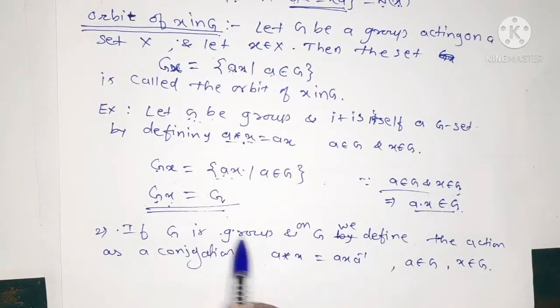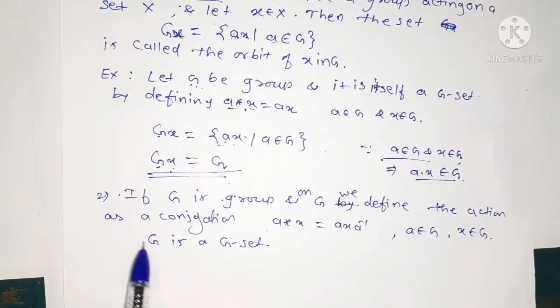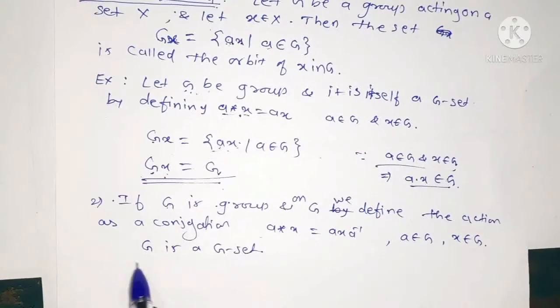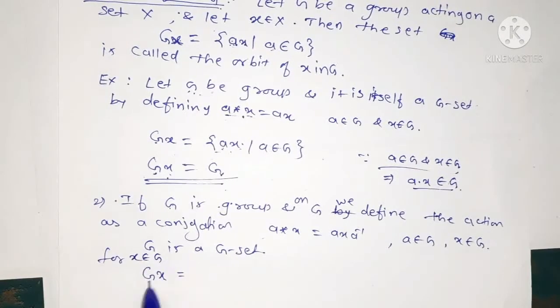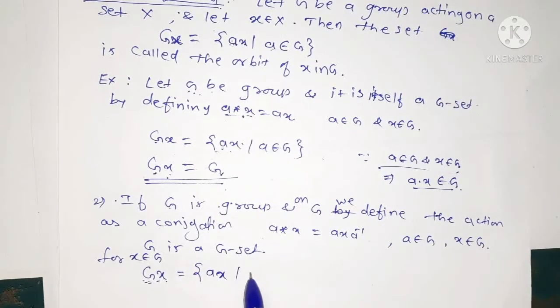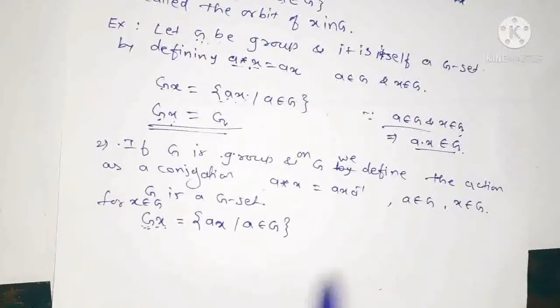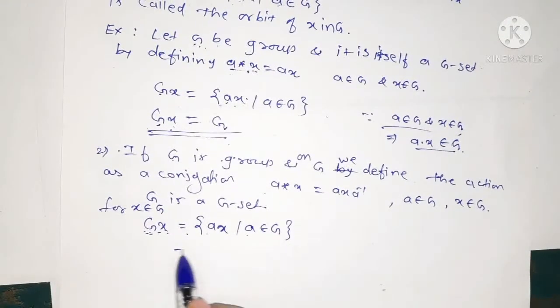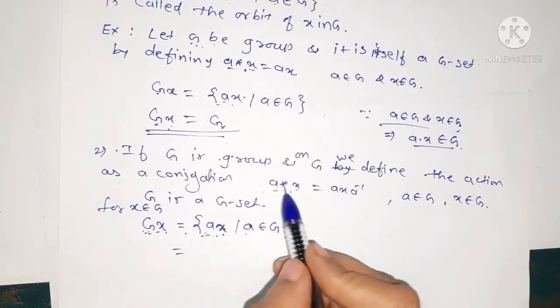So under this action, G is a G-set, and therefore for this G-set we find the orbit Gx. For x belonging to G, Gx, which is nothing but our orbit, is equal to what? It is the set of all a star x such that a belongs to G. As from the definition, the orbit is given in this way. But this a star x is nothing but our action defined on this G-set.